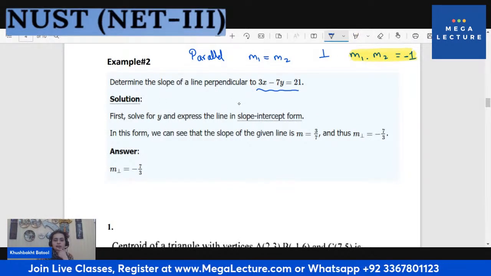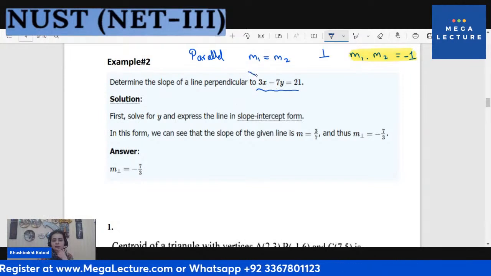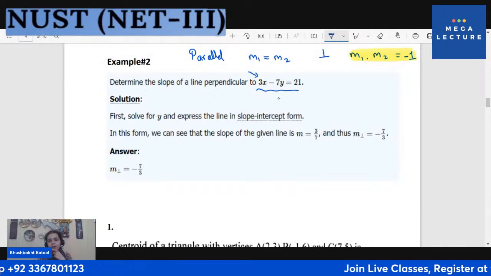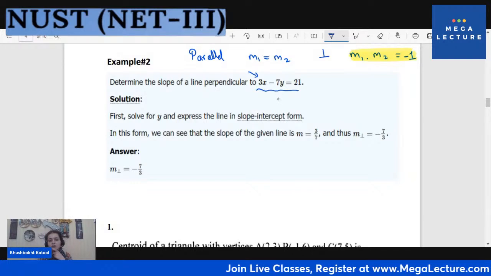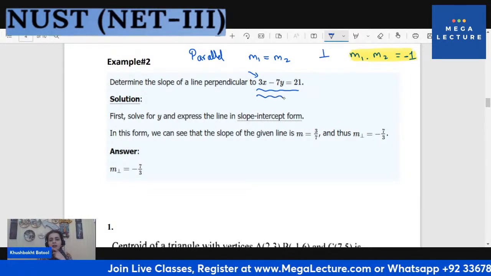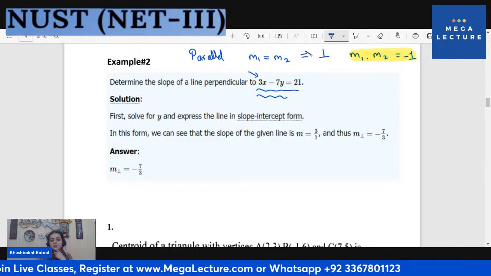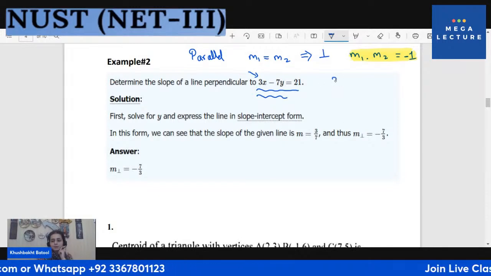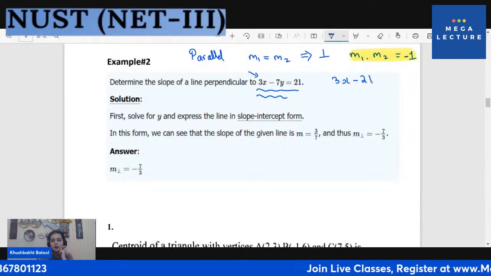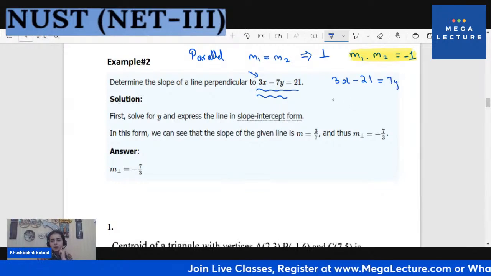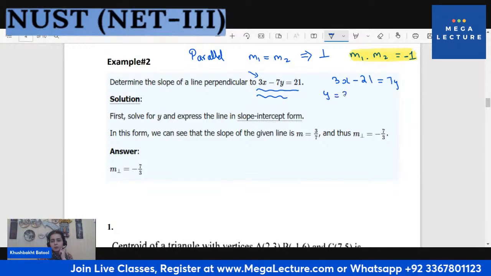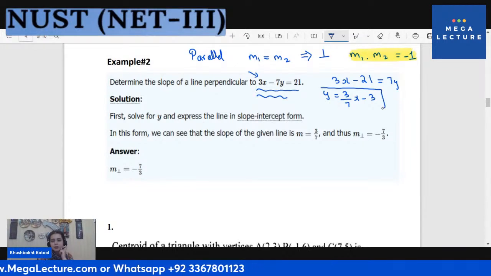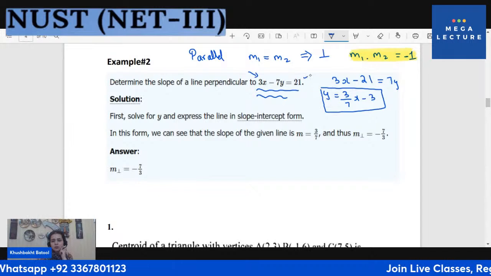So, in order to find the slope of a line perpendicular to this line, you need to first convert this to the slope intercept form, just so you can see the gradient. You can find the slope of this line, and then using this relationship right here, you can figure out the slope of the perpendicular line. So this would become 3x minus 21 equals 7y. So y would be 3 by 7 x minus 3. This would be the slope intercept form of the equation of this line.